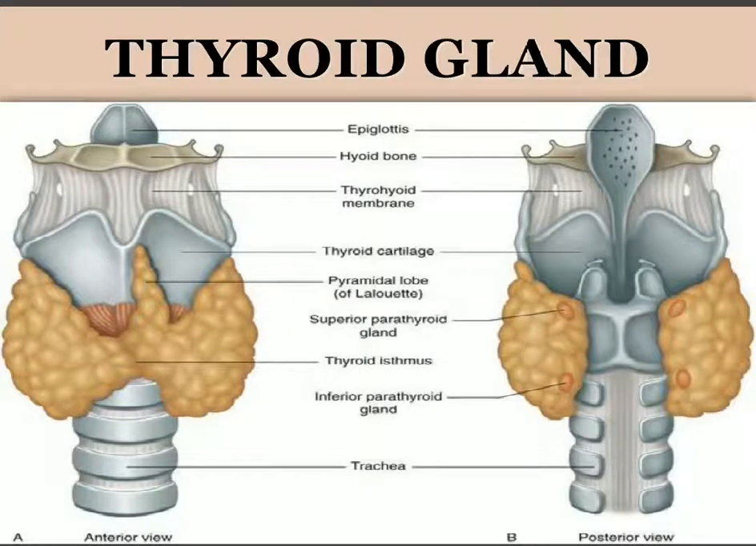Good morning, students. Today we will discuss the thyroid gland. That is, we will talk about the anatomy of the thyroid gland, its relations, and important clinical conditions associated with it. So, the thyroid gland is a very important endocrine gland of the body.